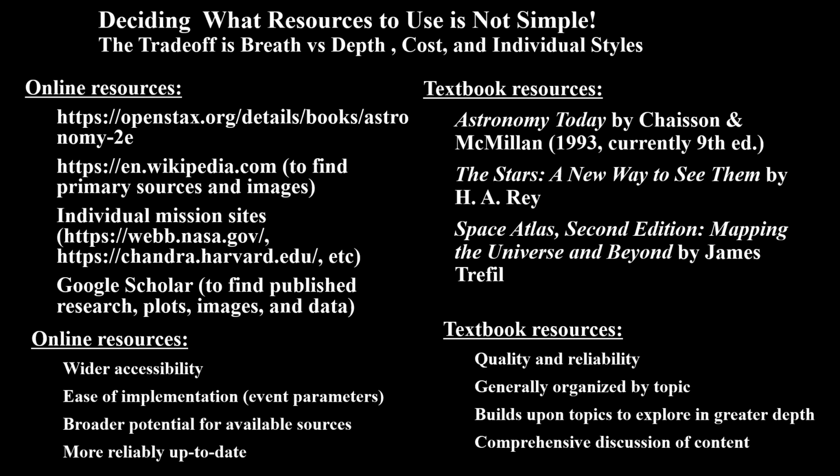When you look at published research, you're looking at primary sources. They have interesting research and plots and images and data. The textbook resources that you see listed are some of the better textbook resources. If you look down towards the bottom under online and textbook, the online resources have a wider accessibility. They're all out there. You just have to find them.